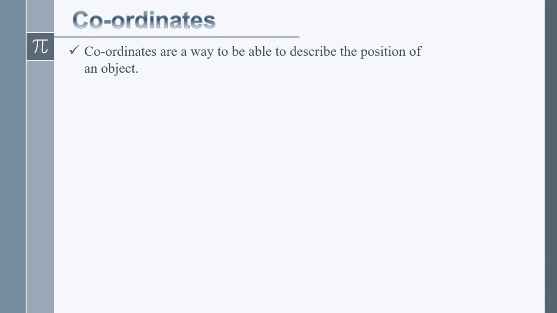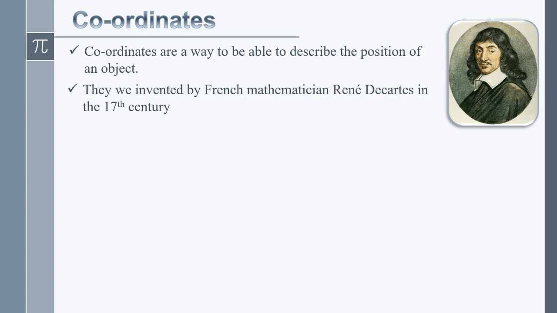Coordinates are just a way to describe the location or position of a particular object. They were invented way back in the 17th century by René Descartes, so they're sometimes called Cartesian coordinates. He was an all-round mathematician, theologian, general egghead, and the first to come up with this idea of describing location or position in this way. It's a really simple idea.